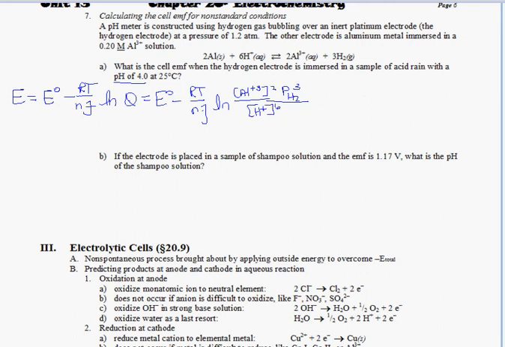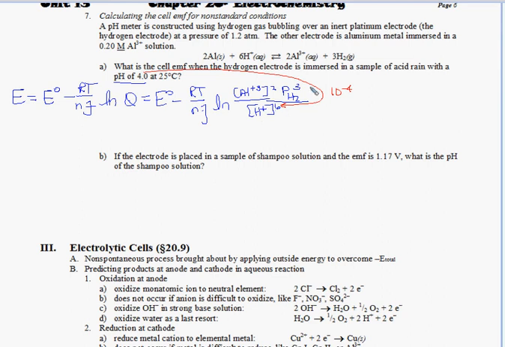Again, keep in mind that you now know information about acids and bases. So with a pH of 4, you know that the hydrogen ion concentration is going to be 10 to the negative 4th. And it's not just 10 to the negative 4th, it's going to be 10 to the negative 4th raised to the 6th power.